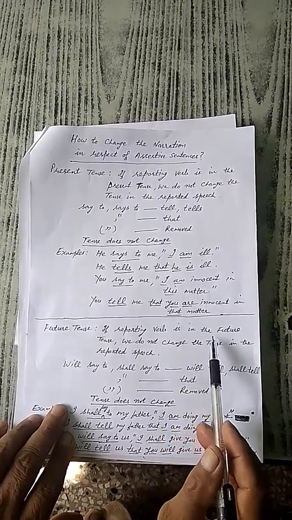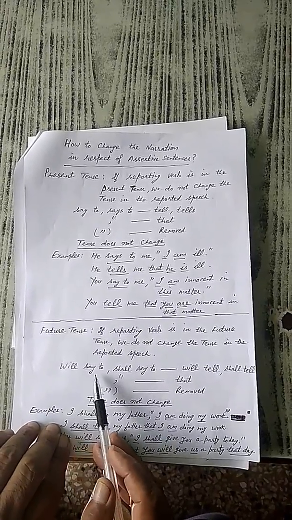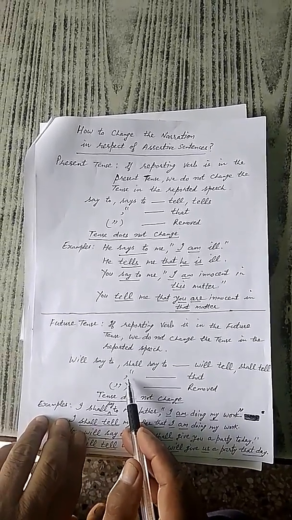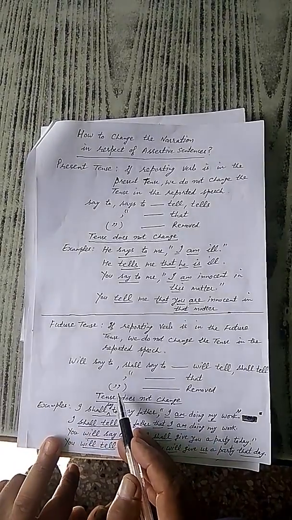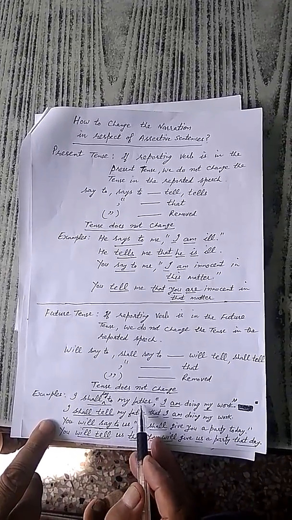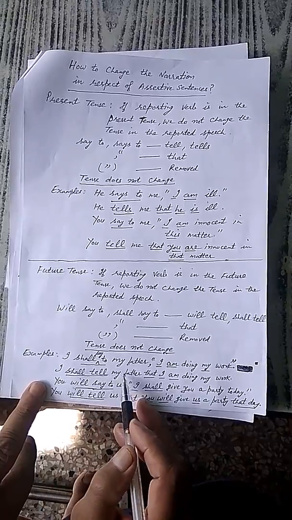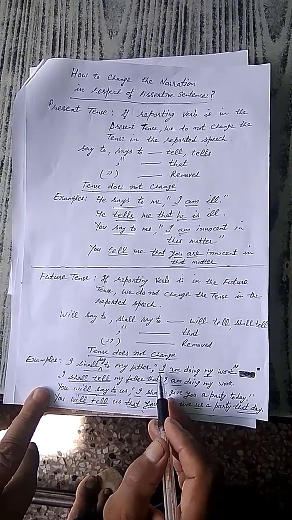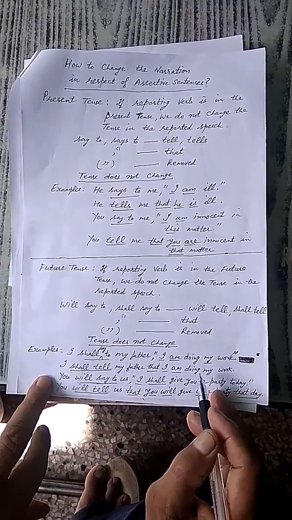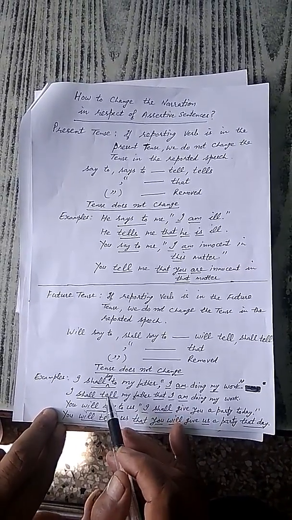Now we come to future tense. If the reporting verb is in the future tense, we do not change the tense in the reported speech. Will say to, shall say to change into will tell, shall tell. After removing the commas, we use that. Inverted commas are removed. Tense does not change. Examples. I shall say to my father, I am doing my work. Shall say to, shall tell. I shall tell my father that I am doing my work. First person into subject, I am doing my work. So tense will not change because the reporting verb is in the future tense.